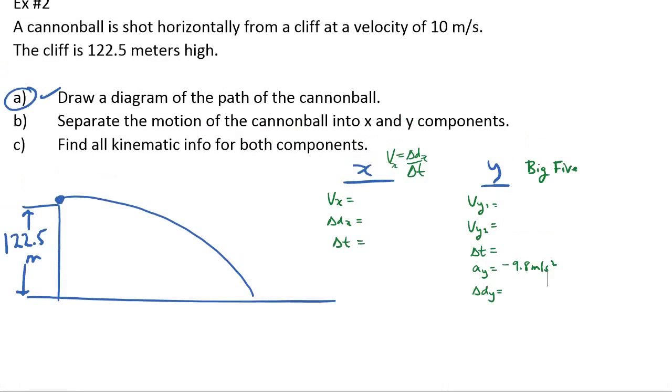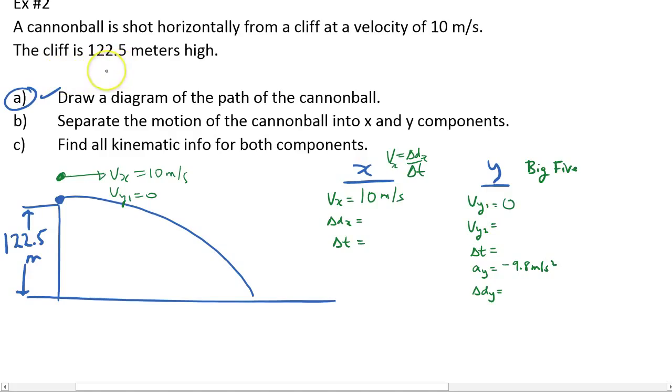So going back to the beginning of the chart, the cannonball is shot horizontally. So in other words, at the beginning, this has a Vx of 10 meters per second. And it has a Vy1 of 0. It is not thrown upwards or downwards. Okay, so let's fill that in. I got a 10 here, and I've got a 0 over here. Okay, the cliff is 122.5 meters high, so it's going to start here. This is the beginning of the motion I'm interested in. This is the end of the motion I'm interested in.